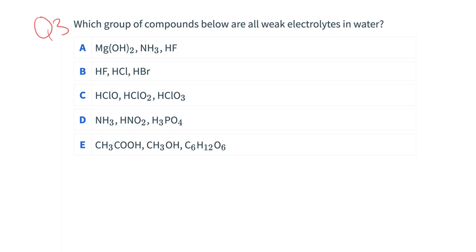stats, kind of all over the place here. So which group of compounds here are all weak electrolytes? For some reason, Mg(OH)2 has always gotten students to think it's a weak electrolyte or some kind of weird electrolyte. We would just look at this as being insoluble from the solubility chart. And being insoluble doesn't allow it to be classified as any kind of electrolyte because it's not in solution.